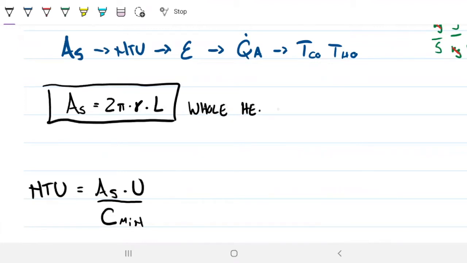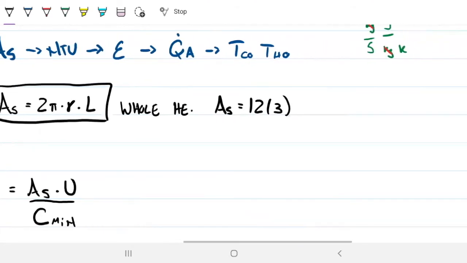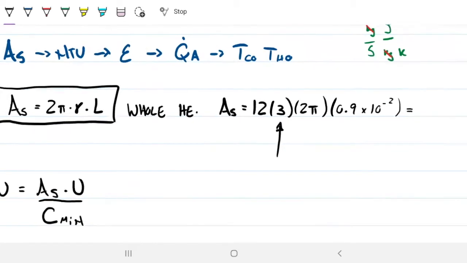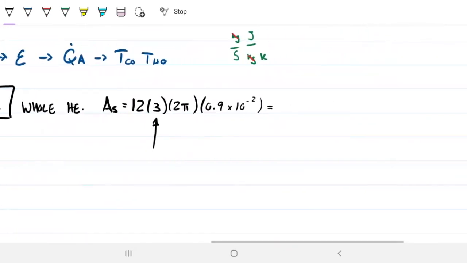what I'll be doing is my surface area will be 12 times my 3 meters, right? Each with a length of 3, times my 2 pi, times my r, and my r is going to be 0.9 centimeters, or 0.9 times 10 to the minus 2 meters. 12 because there are two passes, right? Yes, that's correct. And because each of them is 3, right? So note how this is different from the previous question, in which it said the total length is 60. This is telling you that each tube is 3. So watch out for that. What does this turn out to be? About 2 meters squared, that is.